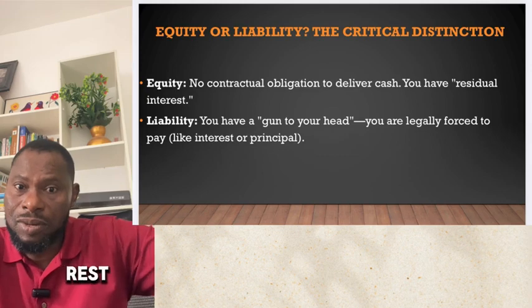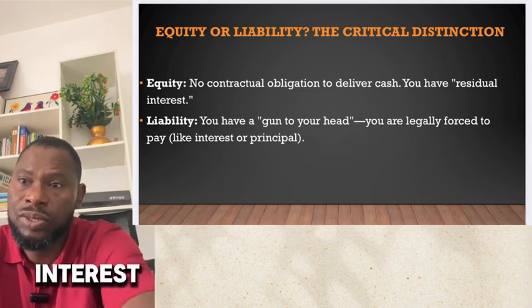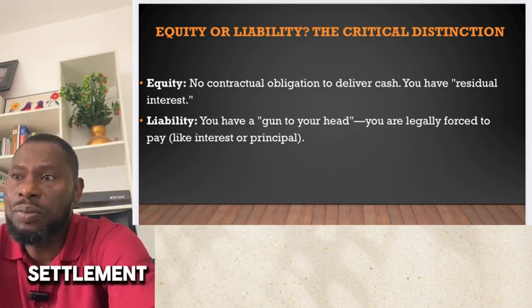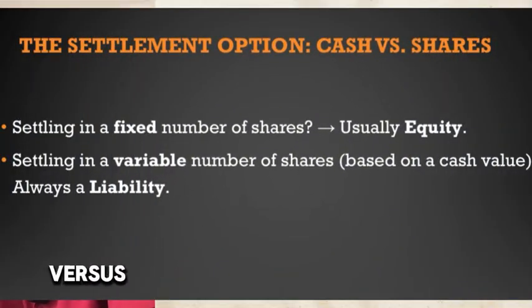Because that rests on what? Residual interest. So the settlement option, is it cash versus less cash or shares? Settling in a fixed number of shares is usually equity. So when you are going to be settled with a fixed number of shares, that is usually equity. That's a guide. Settling in a variable number of shares based on a cash value is always a liability.